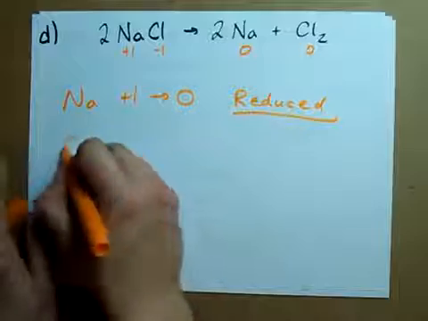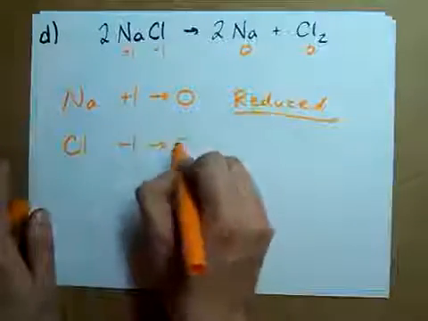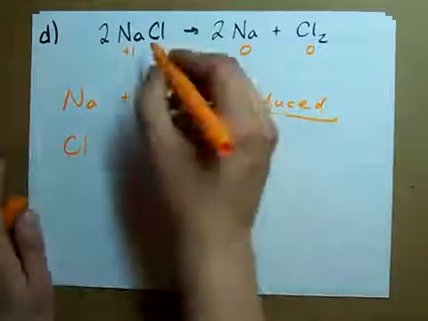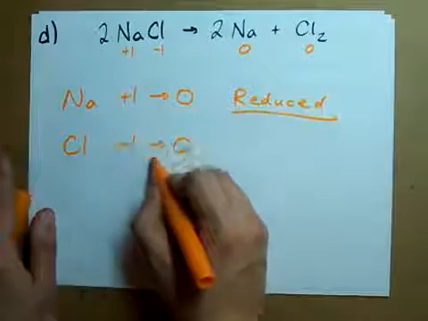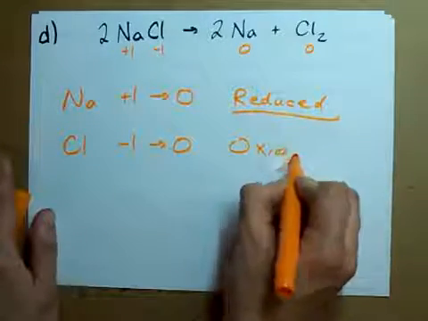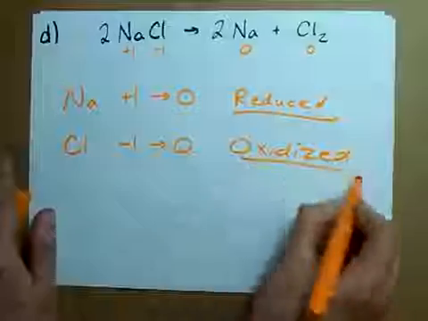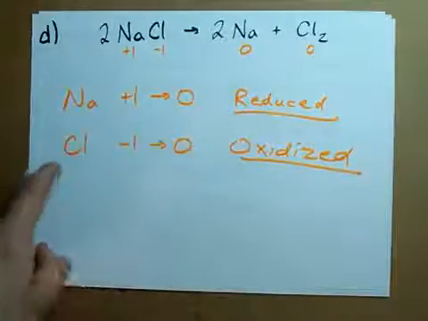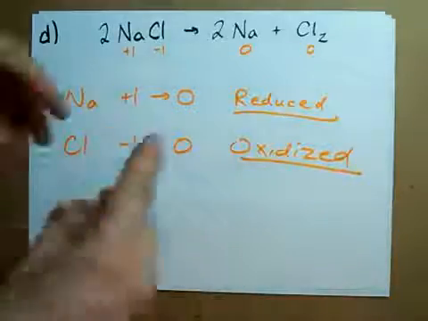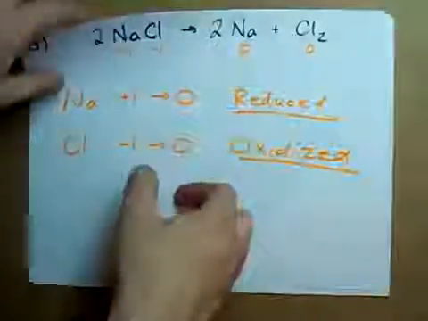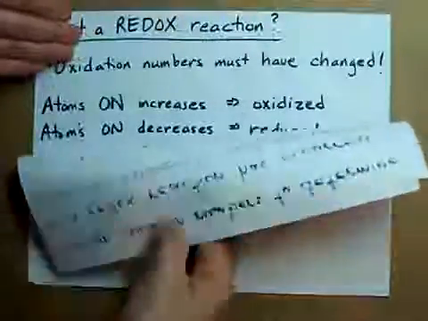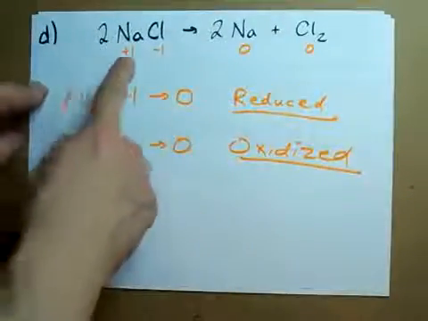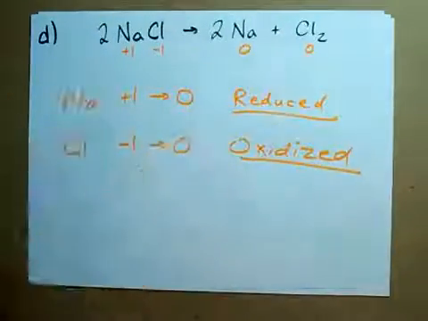The chlorine went from -1 to 0. The chlorine's oxidation number increased. It was oxidized. There was a redox reaction. Sodium was reduced, chlorine was oxidized. Figuring out if a redox reaction occurred is a piece of cake if you can assign oxidation numbers efficiently. Best of luck.